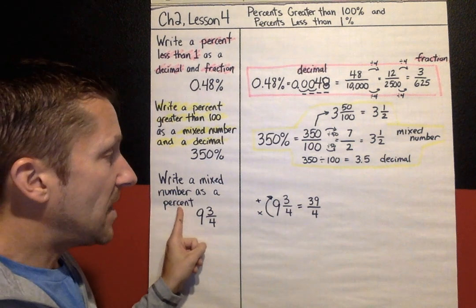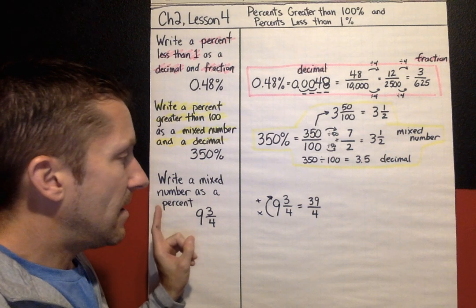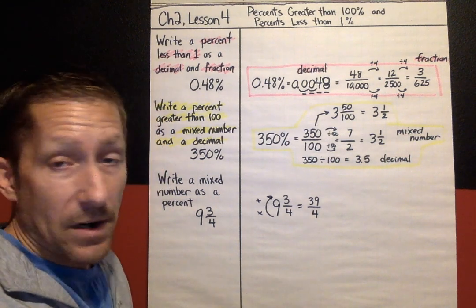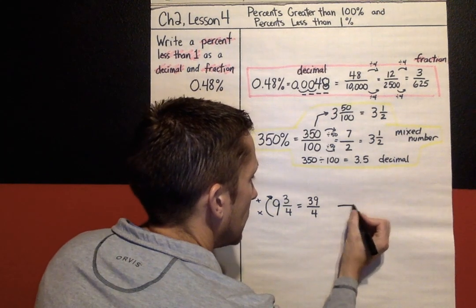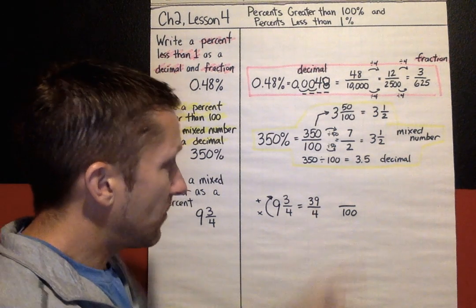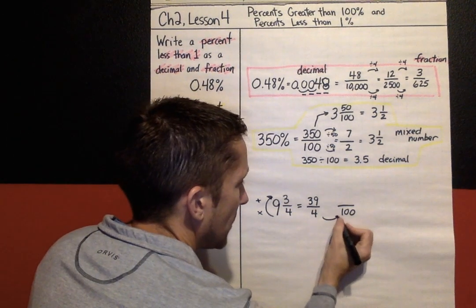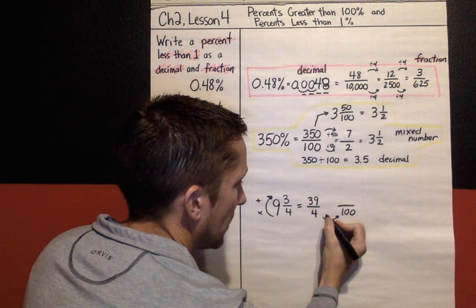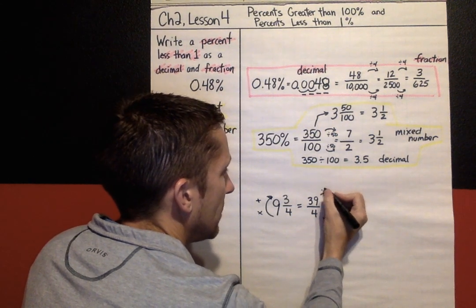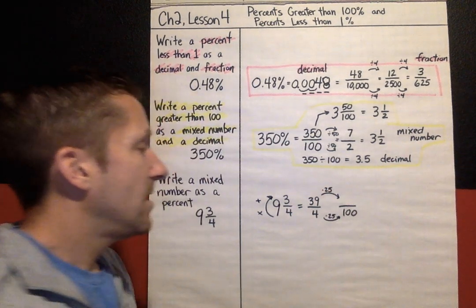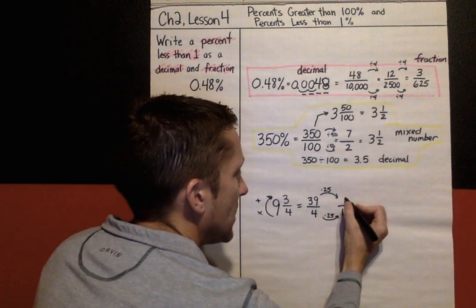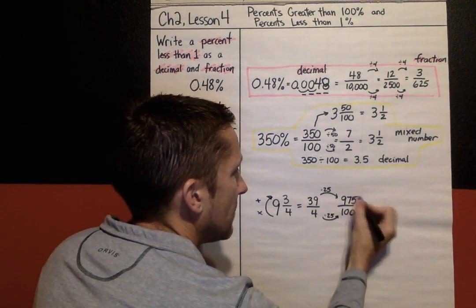I'm trying to get to a percent. Recall that percent means out of 100. Well, I have out of 4. I want out of 100. How do I go from 4 to get to 100? I'm going to think of money, 4 quarters and $1. I'm going to multiply by 25, which means I have to multiply this by 25. Calculator that, 39 times 25, and you get 975.